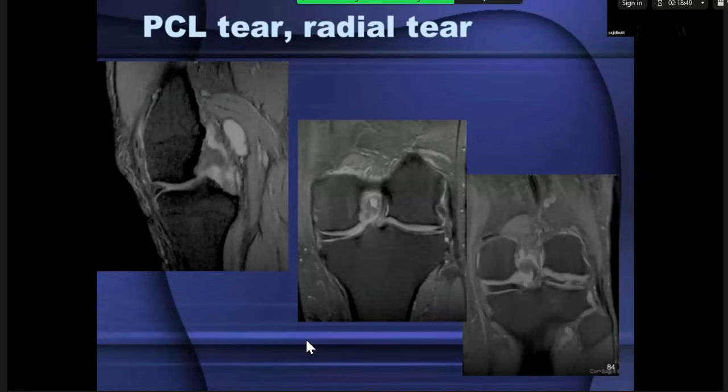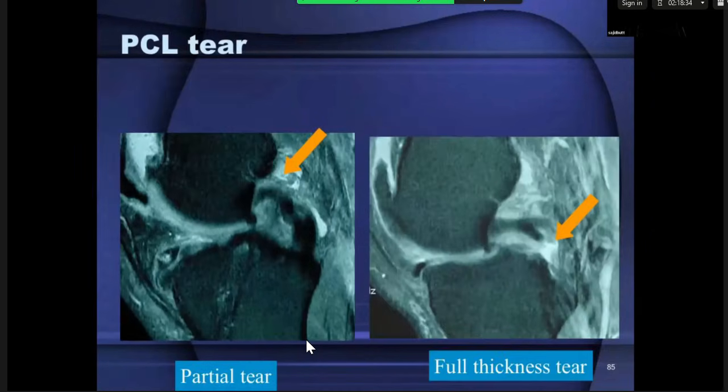Combination of findings here. We've got no PCL, so there's a tear here, big cystic lesions present there, and you've got a tear of the lateral meniscus. So that's, again, an exam thing that they tend to show multiple findings. PCL tear from the femoral attachment and PCL tear from the tibial attachment, lower half.